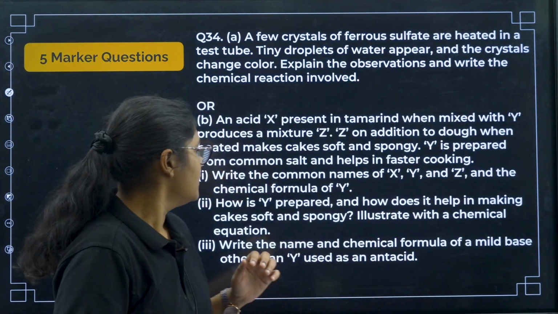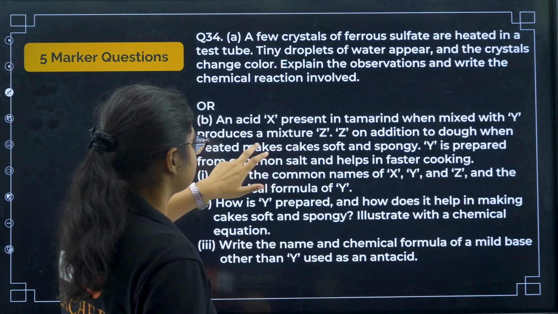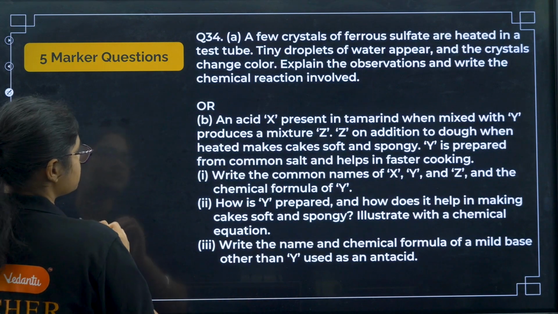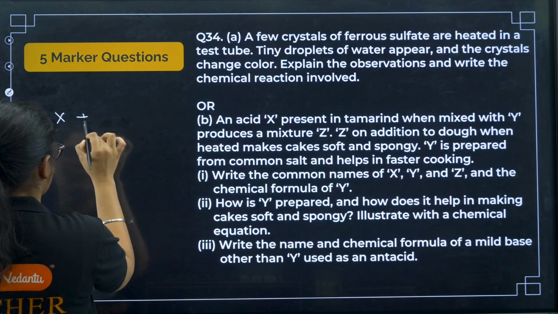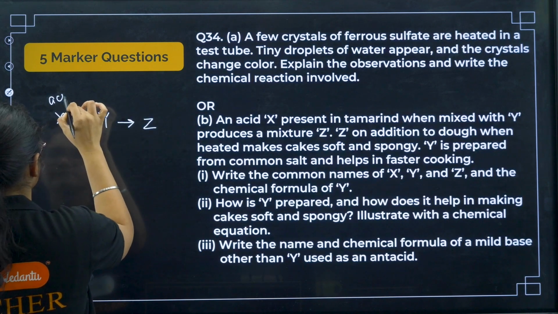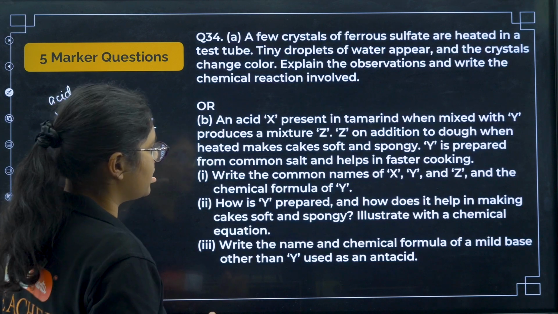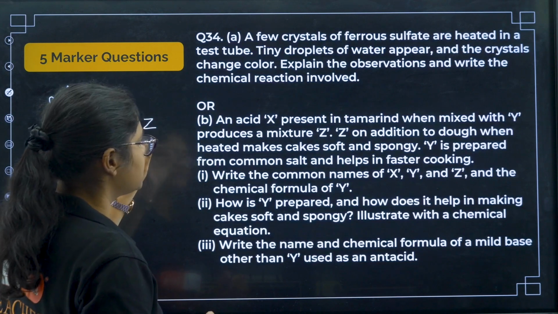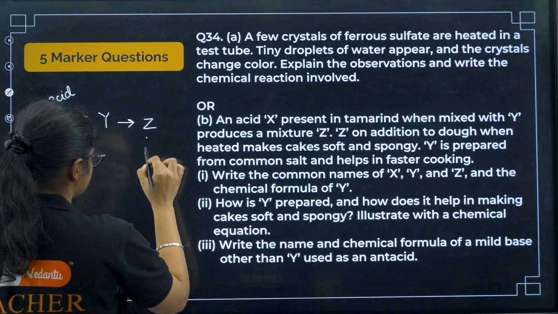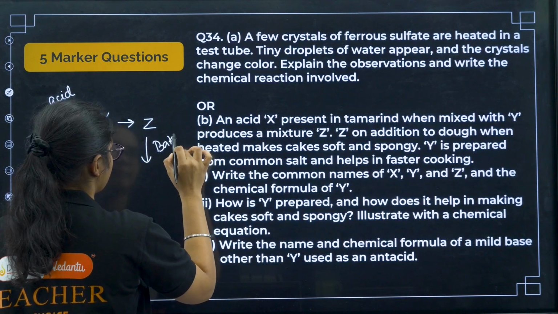You can see here an acid X present in tamarind when mixed with Y produces mixture Z. Okay, so X is there, Y is there, it produces Z. So X is an acid. Okay, next what is given? Z on addition to dough when heated makes the cake soft and spongy. So Z must be what? Baking soda. Okay, this is nothing but baking soda.